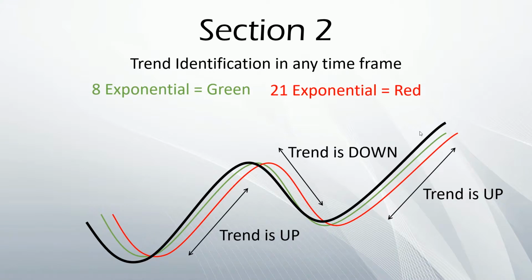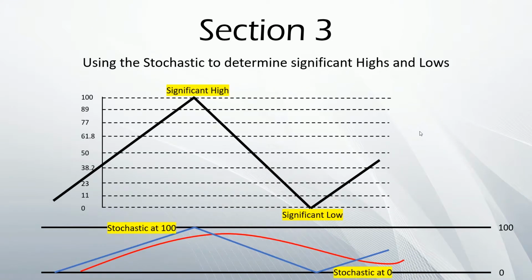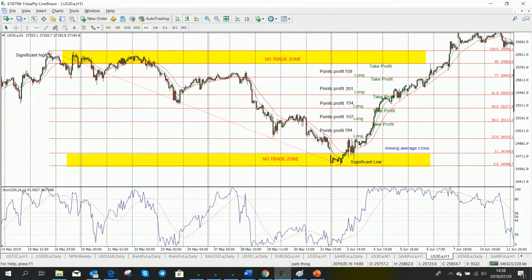The next challenge is to determine exactly where to put the Fibonacci's. In order to do that, we need to know where the significant highs and significant lows are in the market. So if I just go back to a chart and let's have a look. This is a significant high because of the oscillator that we use, and the oscillator that we do use is the stochastic, and we use a 50-124 stochastic.